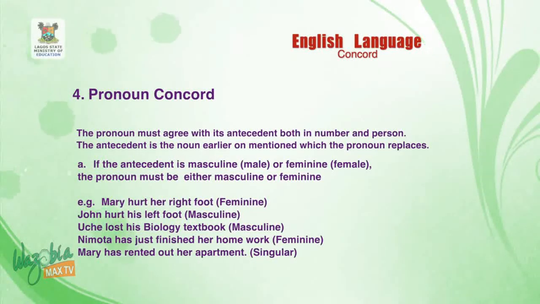A. If the antecedent is masculine or feminine, the pronoun must either be masculine or feminine. E.g., Mary hurt her right foot. Feminine. Mary, her. The second example here, John hurt his left foot. Masculine, John and his. It will be wrong for you to say John hurt her left foot.